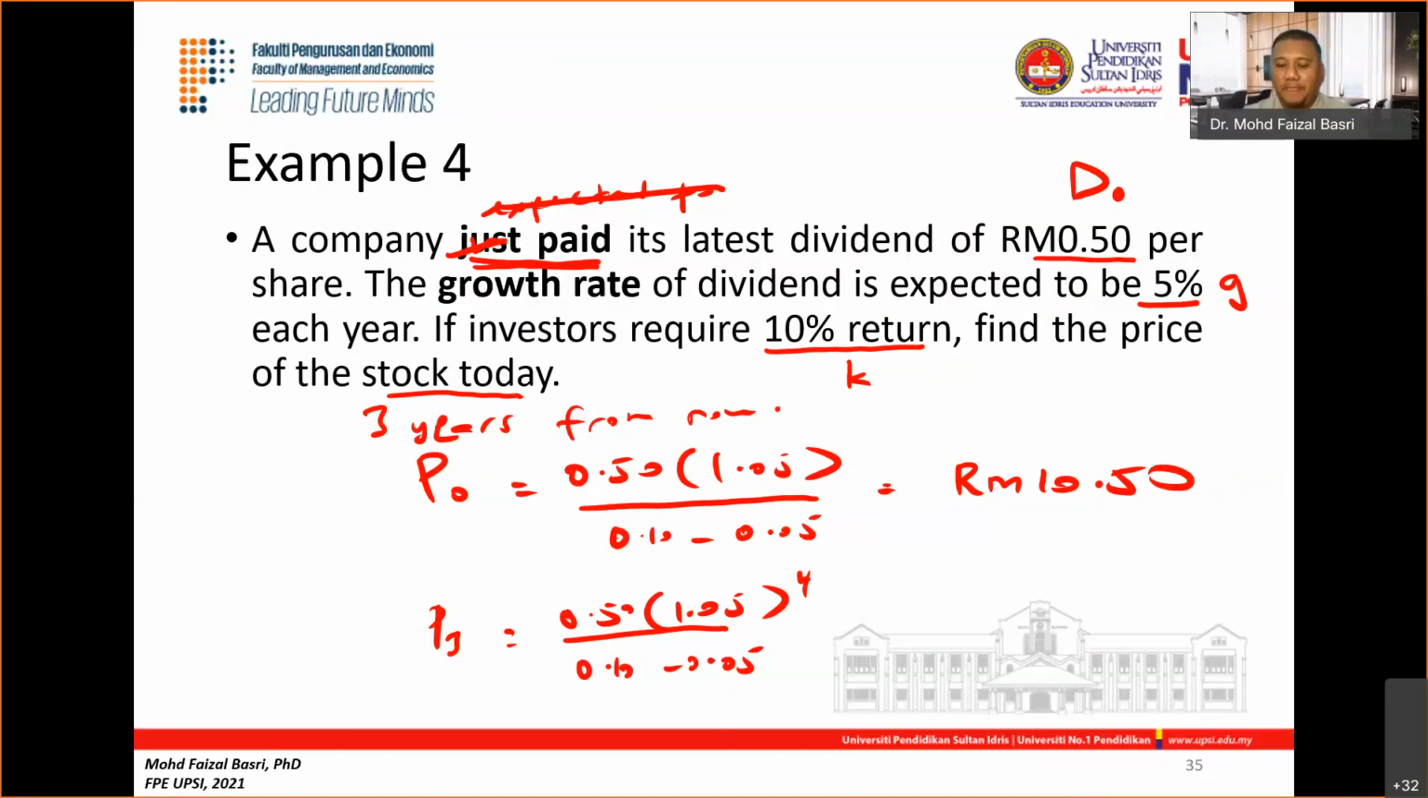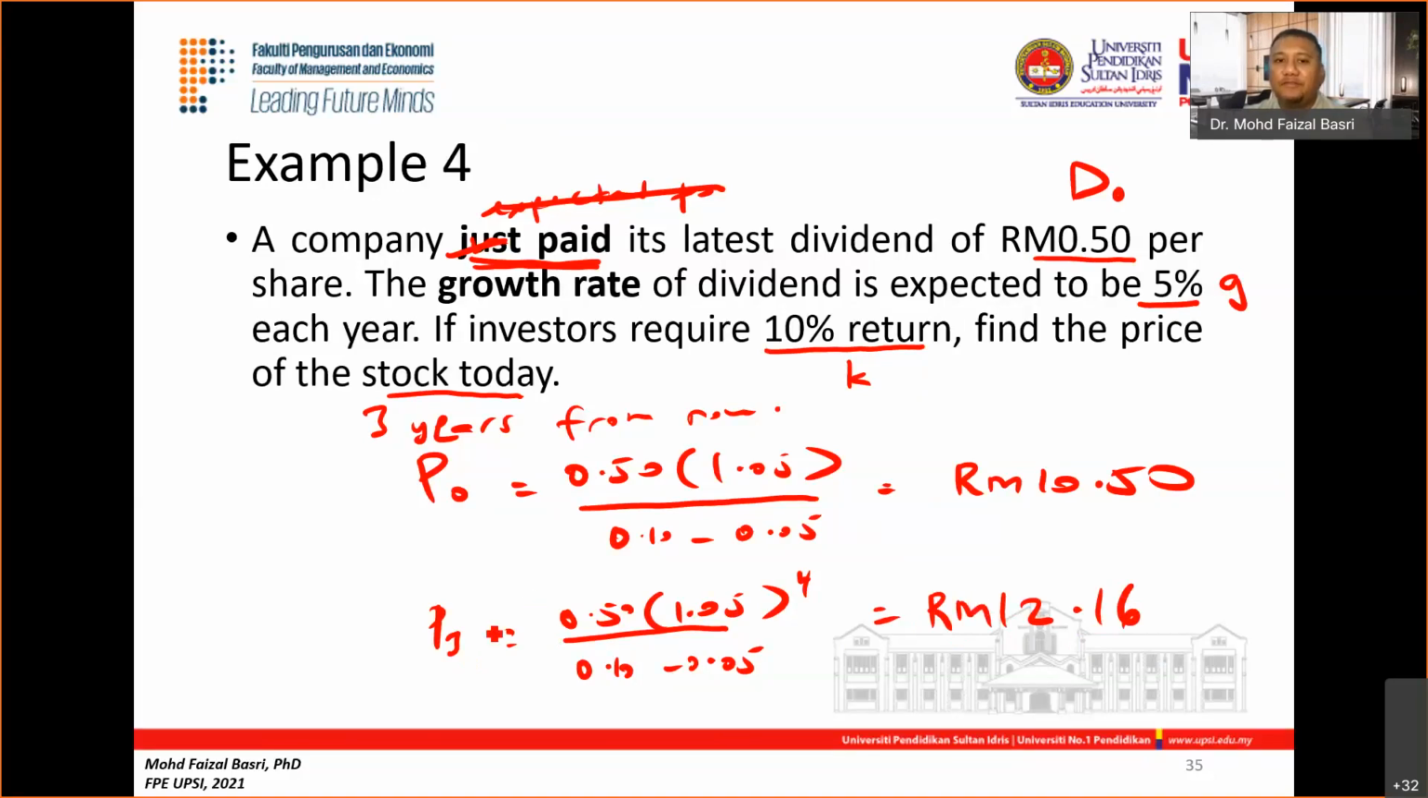So meaning 1.05 to the power of 4 times 50 cents, you get 0.61, then divide by 5%. So here the price would be 12 ringgit and 16 cents. So this would be the price in year number 3, 12 ringgit and 16 cents.